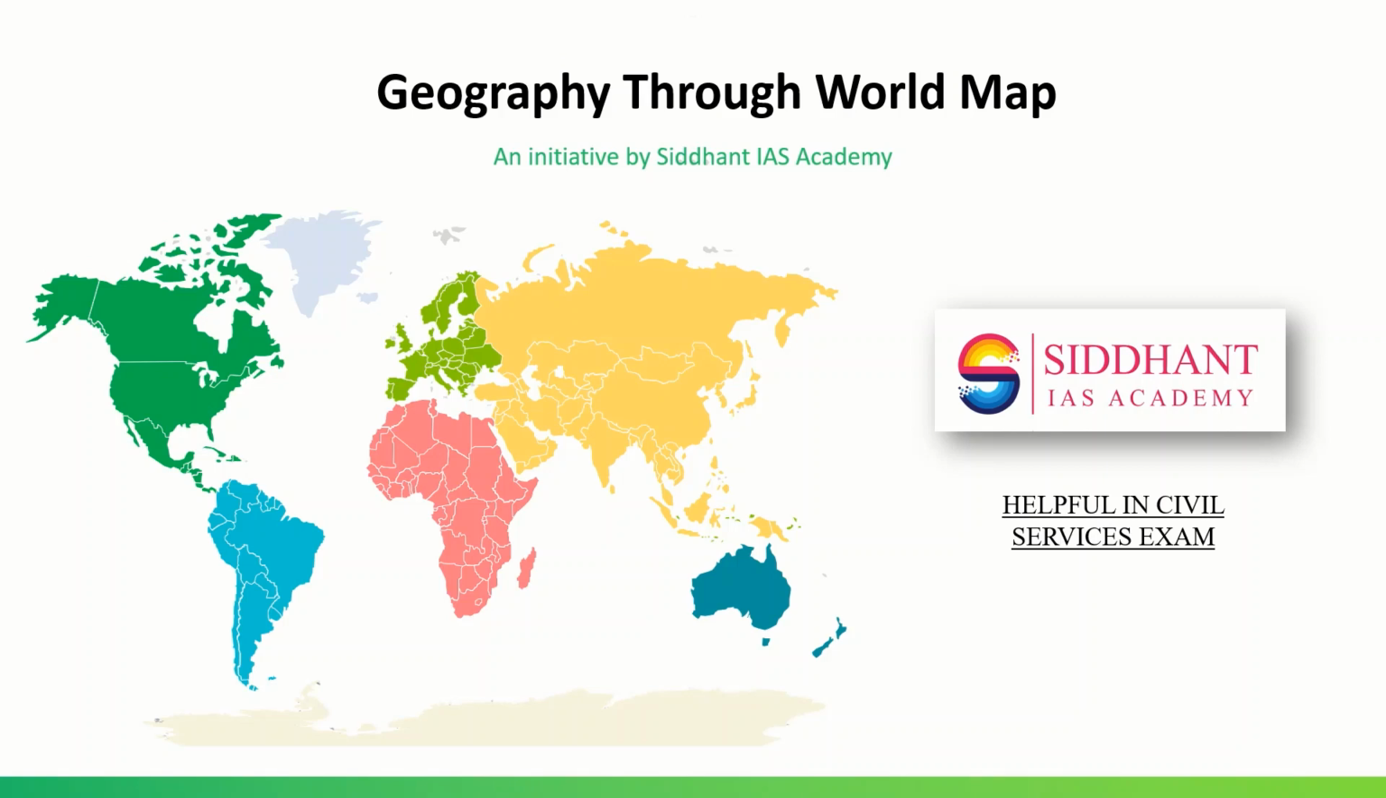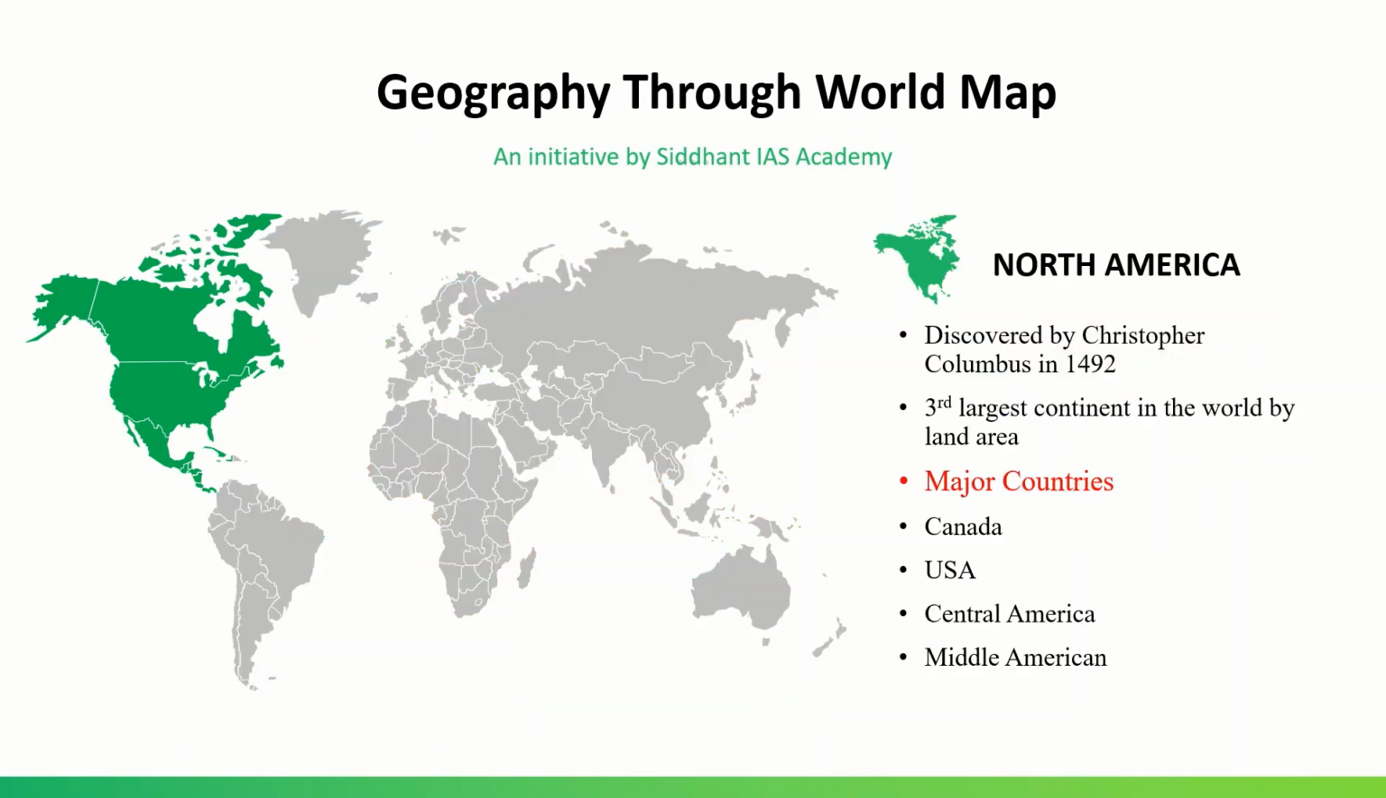Friends, we are going to start a new series of geography which is called Geography Through World Map. We will discuss the 7 continents of the world in detail, and today's topic is North America. Before this, you should always keep an atlas beside you.